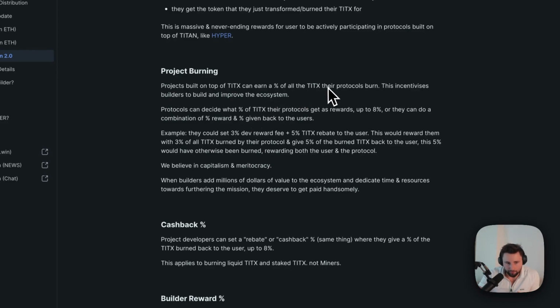Now, project burning. Projects built on top of Titan X can earn a percentage of all the Titan X their protocols burn. This incentivizes builders to build and improve the ecosystem. So if a builder comes in and he's like, okay, I want to build an awesome protocol on top of Titan X, but I'm a builder. I should be rewarded for my time. And that's why we built this into the code. Because people don't do stuff for free.